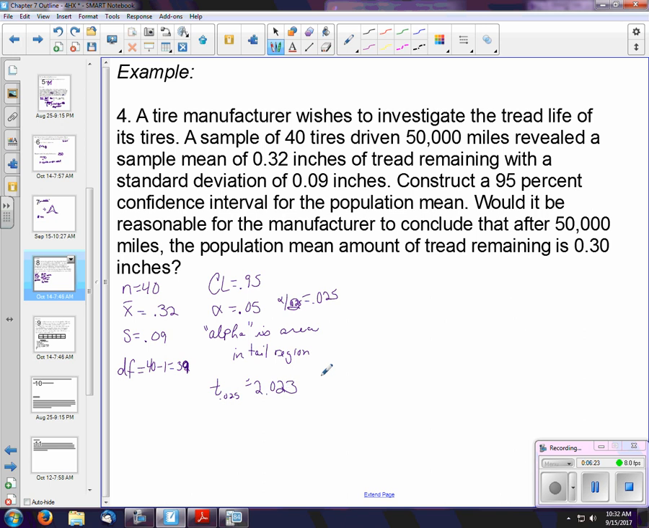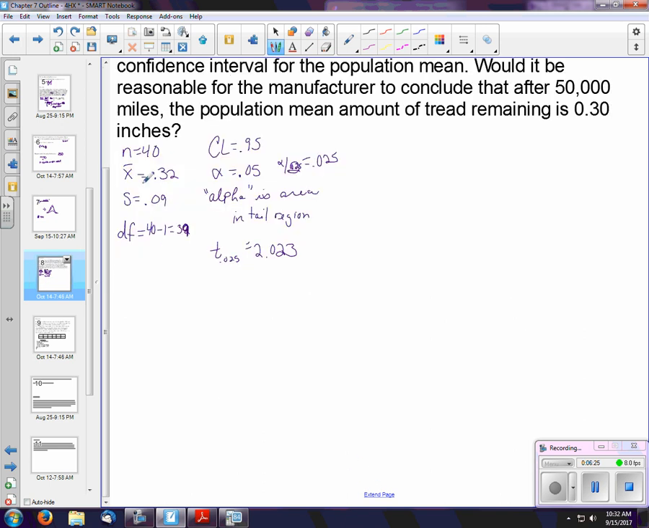From here, it's the exact same calculation that we did earlier. We plug in for our margin of error: 2.023 times our standard deviation of 0.09, divided by the square root of our sample size, which was 40. And this gives us 0.029. Next, to get your confidence interval, take your sample mean, 0.32, and add and subtract the margin of error.